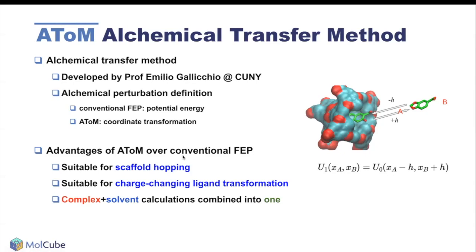The AToM method has 3 advantages over conventional FEP method. One is it is more suitable to handle the scaffold hopping situation according to benchmark results. Second is it is easy to calculate the relative binding affinities of two ligands with different net charges, because both ligands coexist in the same system. Third, it does not need the solvent system calculation and could save some computational time.